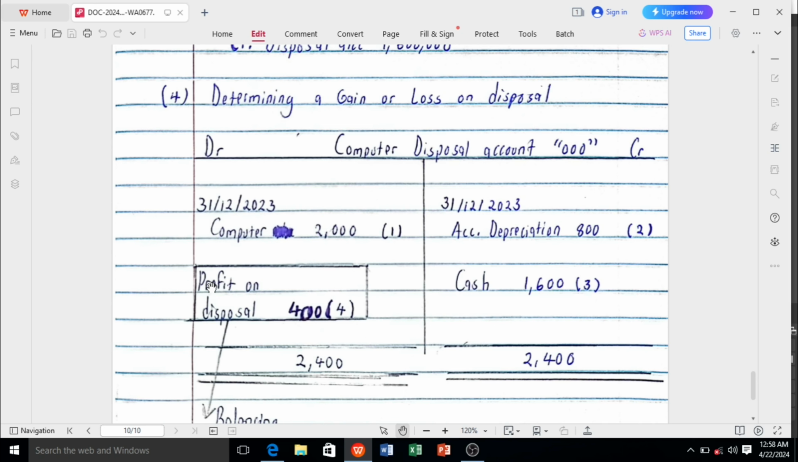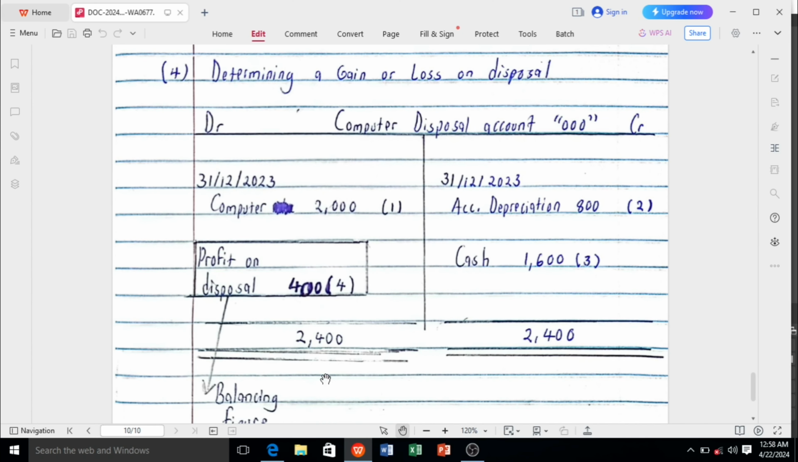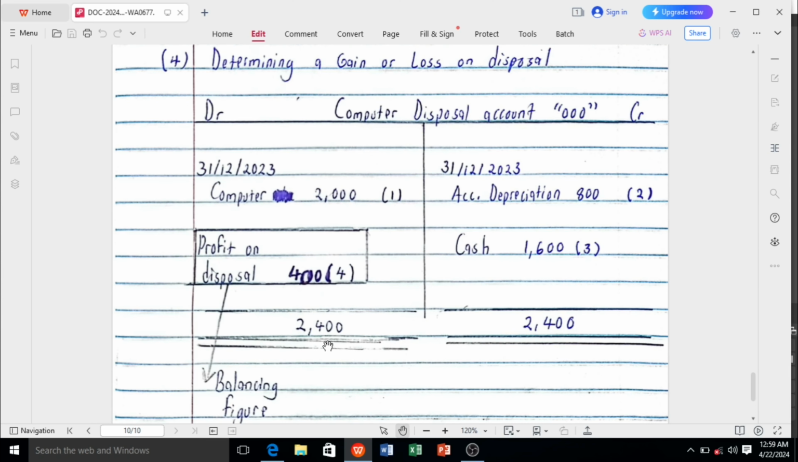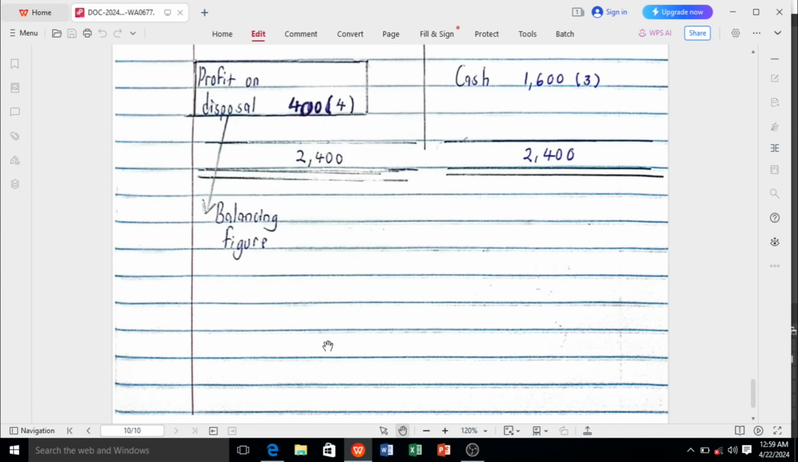So I say any balancing figure that I'll be having, either this side or this side, if it's on the debit side, it is profit on disposal. If it is on the credit side, it is loss on disposal. So for this case, it is on the debit side. So this is a profit on disposal, which will be 400. So I add this plus this, I get 2,400. And with that will be the end of the question.